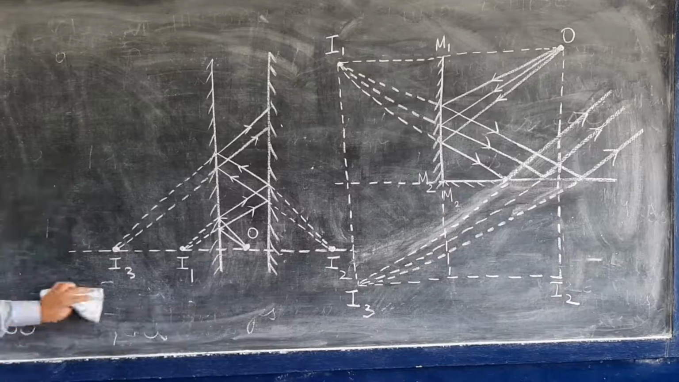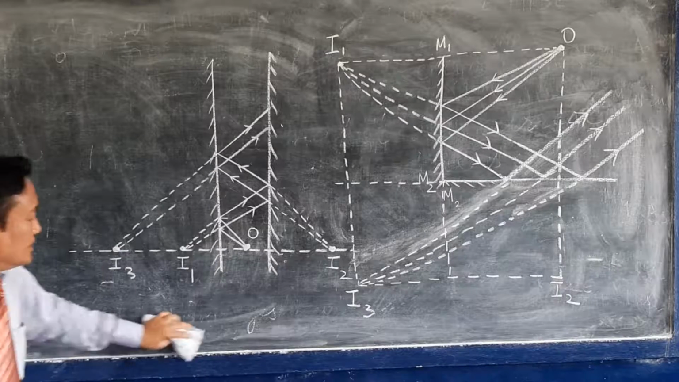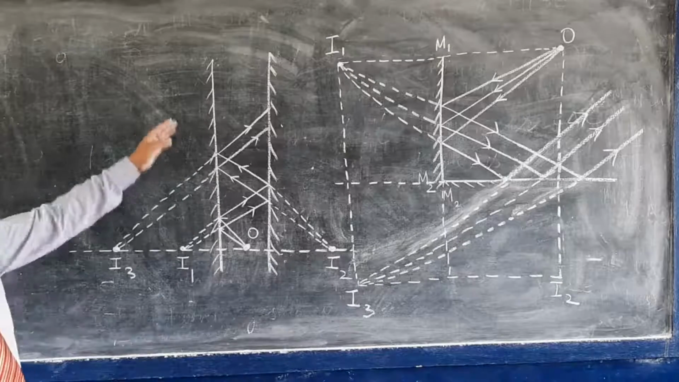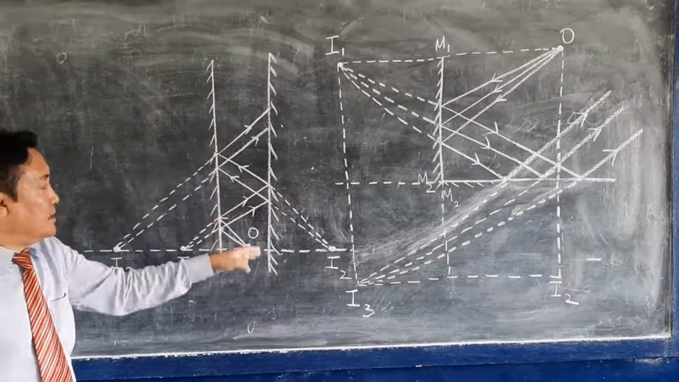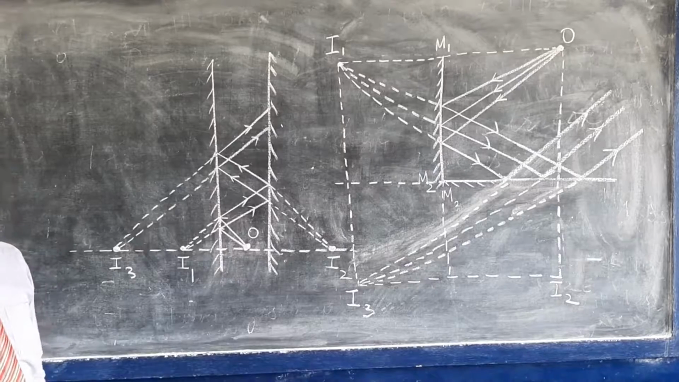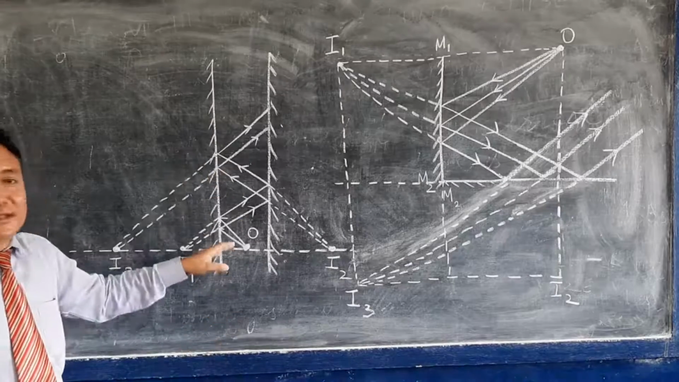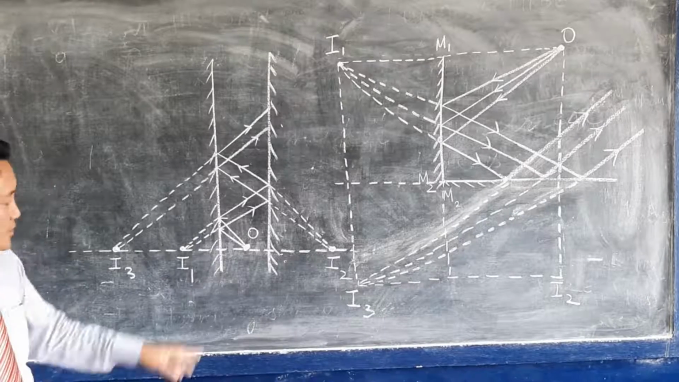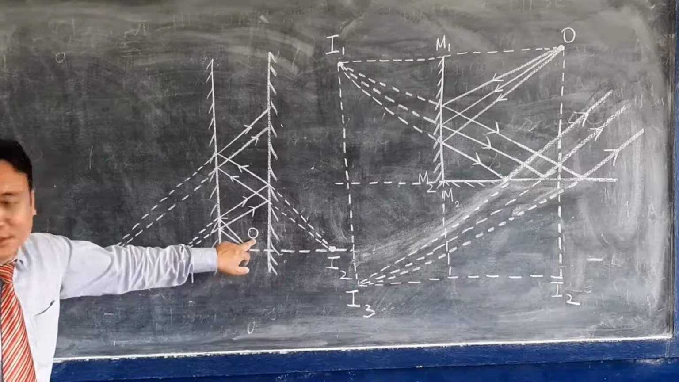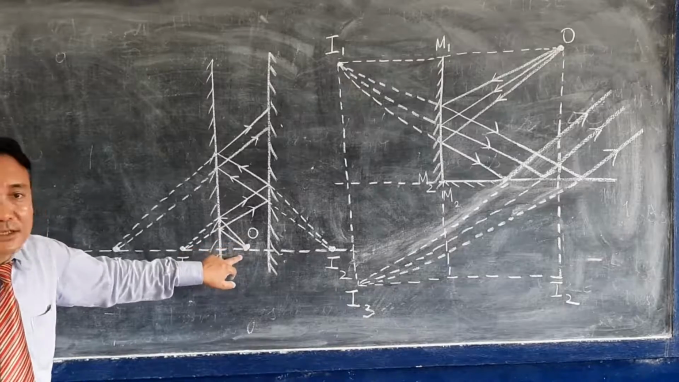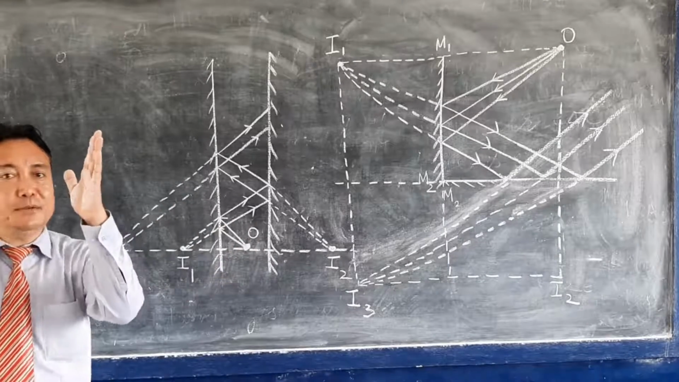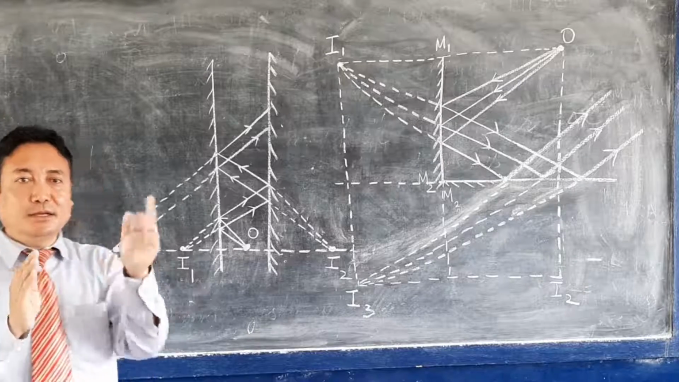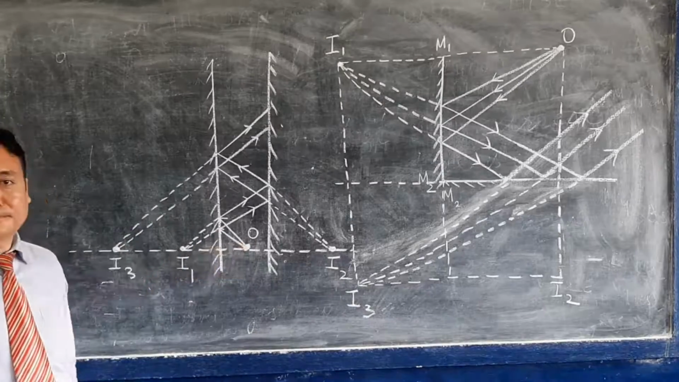Now the next one is to find the number of images when the two plane mirrors are kept parallel to each other. And when they are kept parallel to each other, the angle between the two mirrors will become 0, no angle. And O is the object which is kept between the two mirrors. That means the two plane mirrors are there, kept parallel, and between the two mirrors we keep the object here.